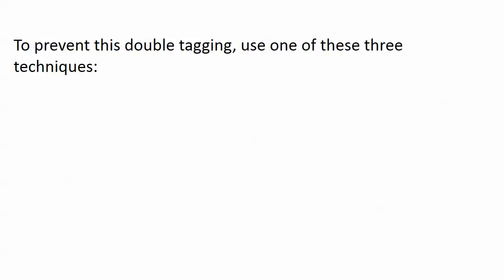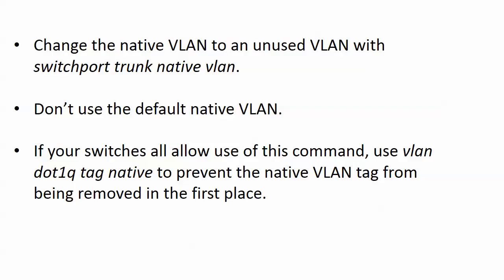And to prevent this double tagging, we can use one of these three techniques. First, you could change the native VLAN to an unused VLAN with switchport trunk native vlan. Not a bad idea. Now, that's something you'd have to do on both ends of the trunk, of course. You want to keep your native VLAN the same going across that trunk. You could just make an agreement not to use the default native VLAN, because everybody knows what that is. That's part of the problem, is that an intruder would just make the assumption, okay, I'm going to bet that this admin has not changed that default native VLAN of 1. Everybody knows what that is.